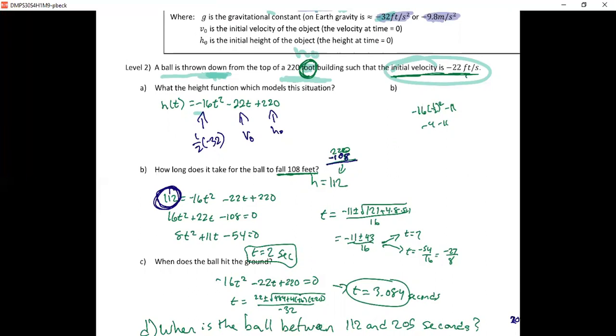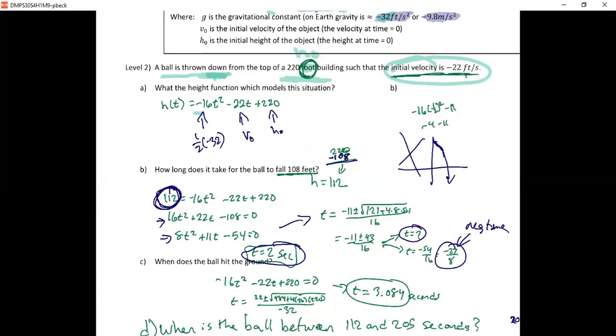I brought everything to one side, then divided by 2. I solved this one by the quadratic formula because it looked very complex. It turns out I have 2 nice answers, 2 and -27/8. Negative time does not exist, therefore it's only going to be at t equals 2 seconds. If I think about it, it's going to look something like this as a graph. There is no such thing as negative time.